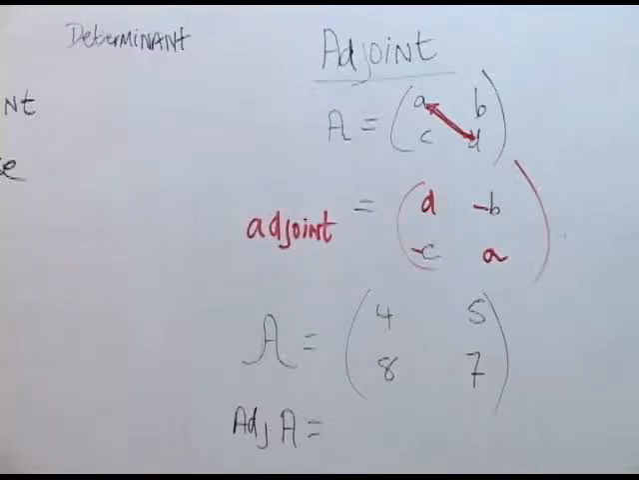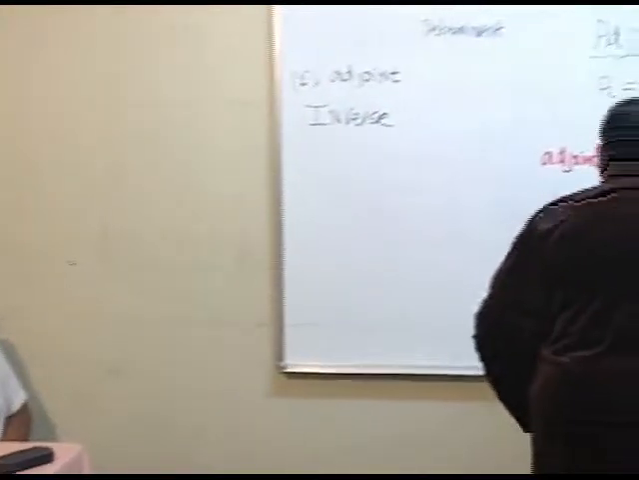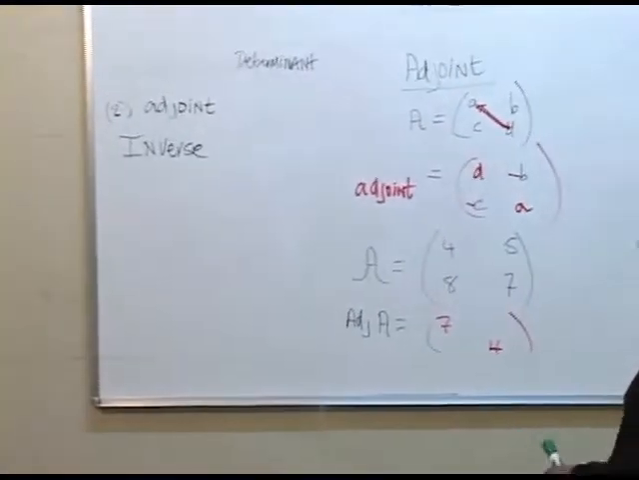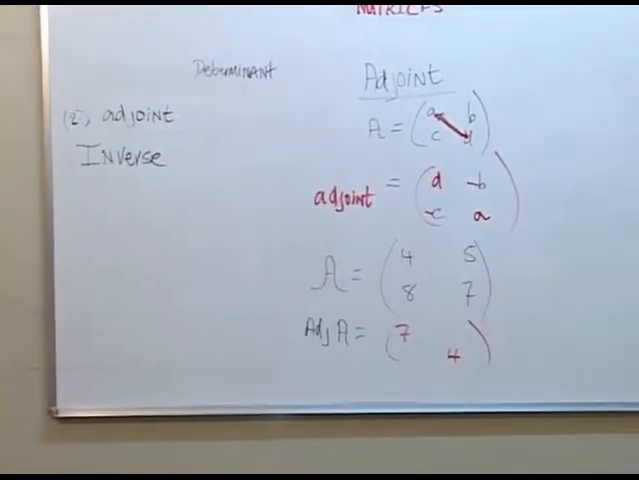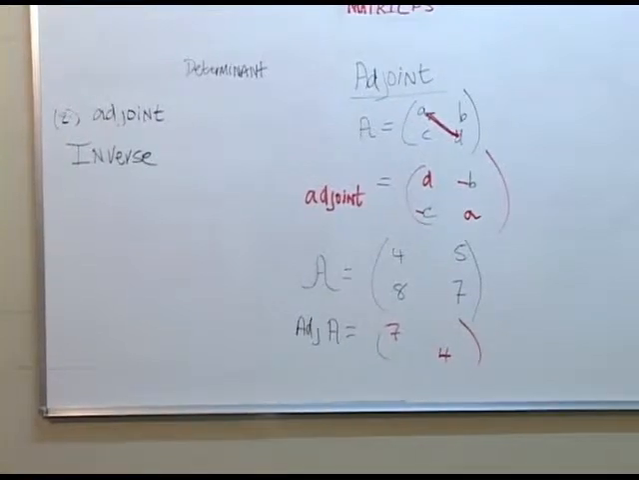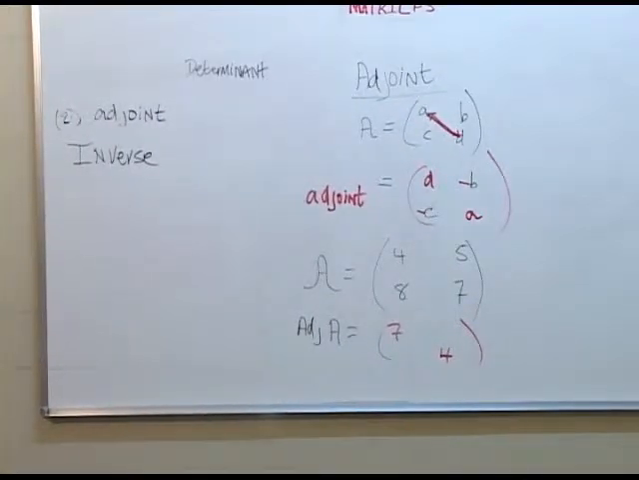What would we be doing, Elizabeth? We'll be changing their positions. So when we are writing the adjoint, the 7 becomes the first number, the 4 becomes the last number. What would we be doing with our 5 and our 8? Changing the signs.